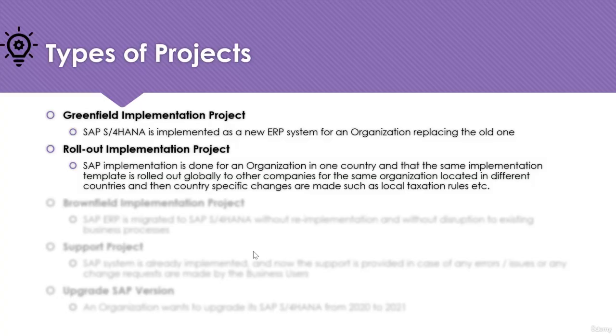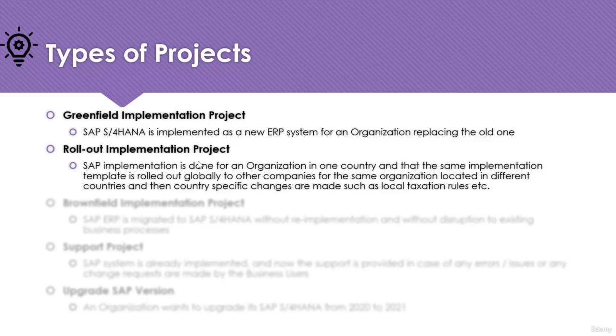So, as the SAP system is currently not being used by any of our companies, we will implement the UK company code as a Greenfield implementation project, or as a new ERP system. And then if we roll out that UK company code in order to create the US company code, German company code and China company code, then it will be a rollout implementation project.